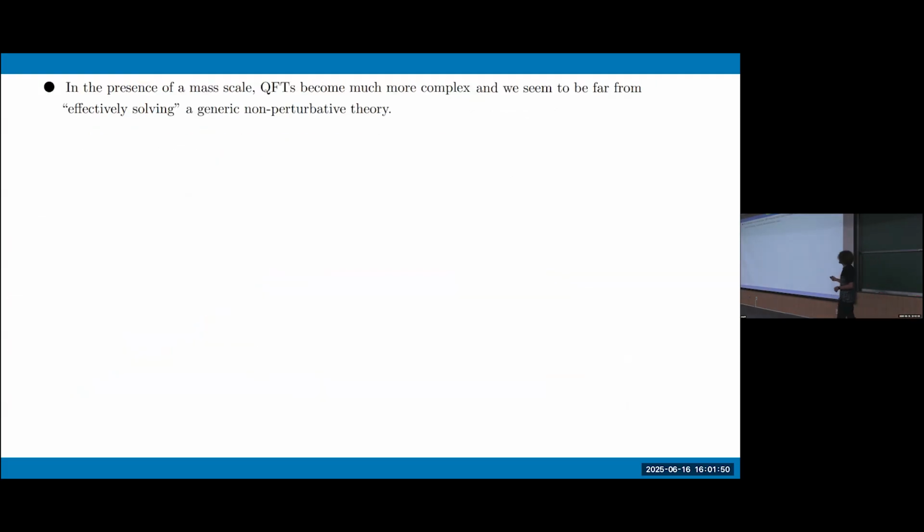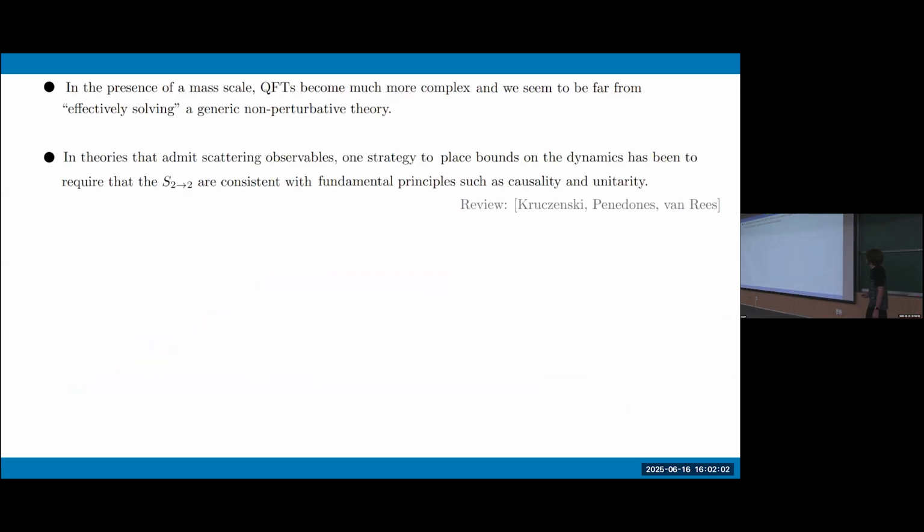Now, in the presence of mass scales, quantum field theory dynamics can become much more complex and much richer, and we still seem to be far from effectively solving such theories in the sense that I just described. However, in theories that admit scattering observables, a strategy that has been adopted to try to repeat the success of the conformal bootstrap has been to try to place bounds on the dynamics of observables by requiring that the 2-to-2 S matrix is consistent with fundamental principles such as causality and unitarity.